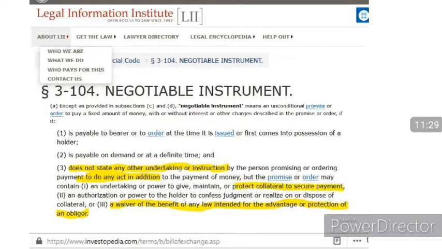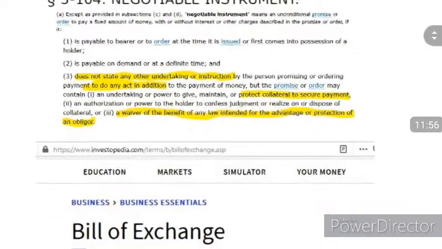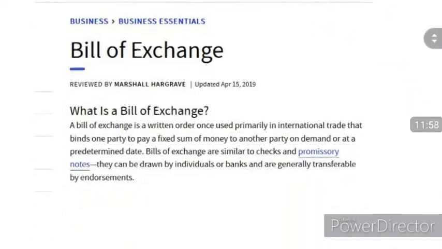The thing is, it may contain protection of collateral to secure payment, and a waiver of benefit of any law intended for advantage or protection of the obligor. It's like hold harmless. Basically, that's stuff you could definitely check out on your own.